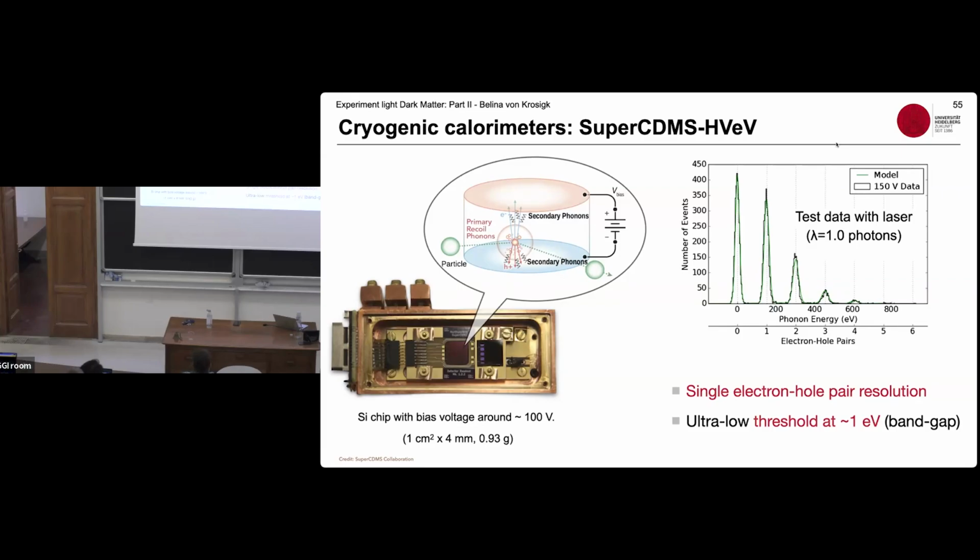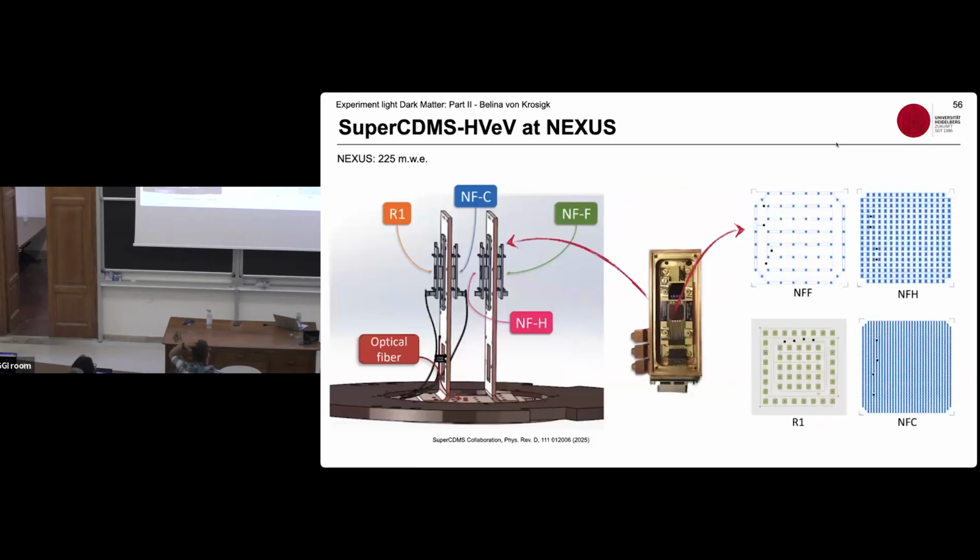So really, with these devices, you are in a quantized regime. You have an ionization detector with such a high resolution that you can distinguish between individual charges. And this is for SuperCMS. It was back then the very first time that, for these types of detectors, that quantization has been observed.